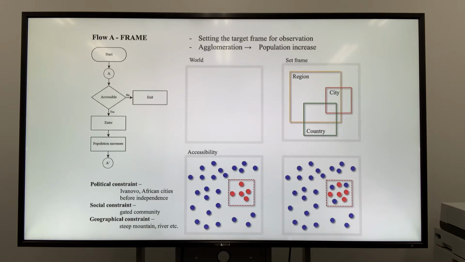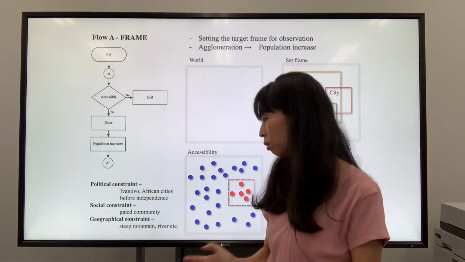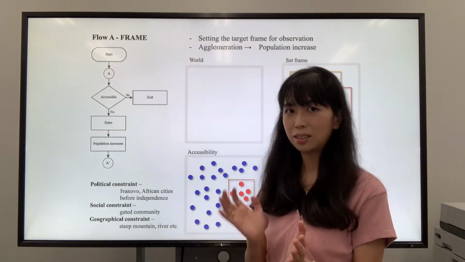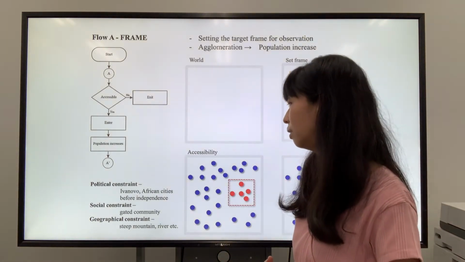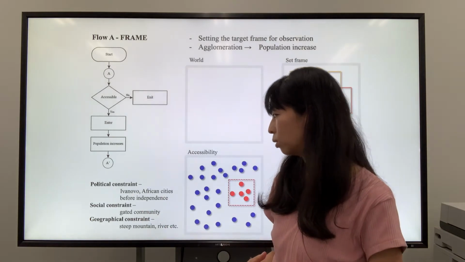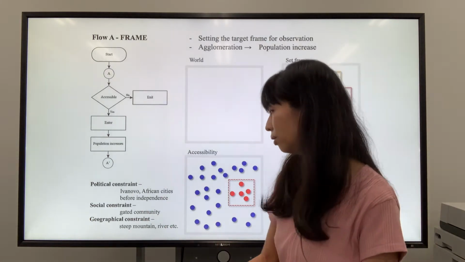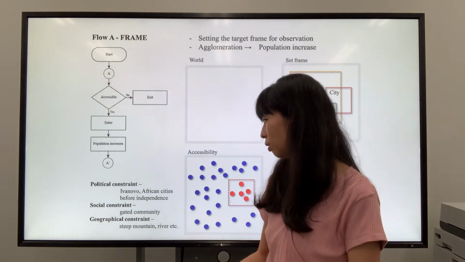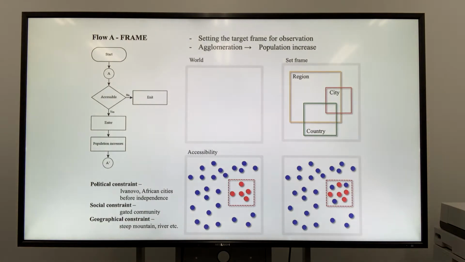The other one is a social constraint. A good example is a gated community. In a gated community, you have a restriction in the accessibility. Not everyone can enter there. The other one is a geographical constraint, for example, if you have a really steep mountain or if you have a river, it's not so easy to access there. So these are some of the examples of constraints that restrict accessibility.